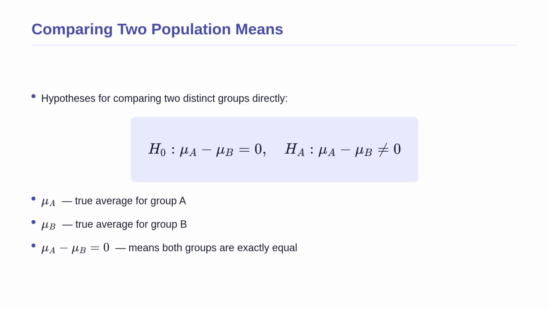The alternative hypothesis states that mu A minus mu B is not equal to 0, meaning there is a real measurable difference between the two groups. This setup allows us to compare treatments without needing a historical number.